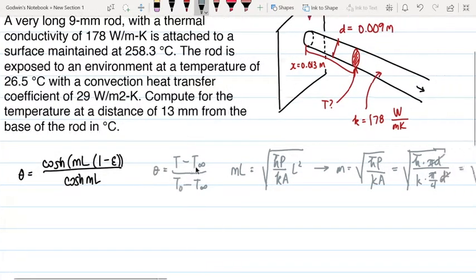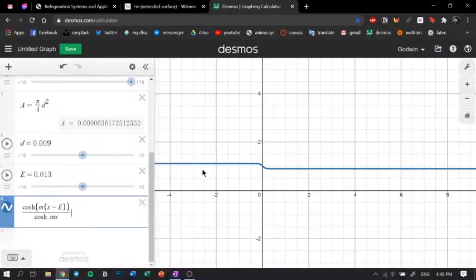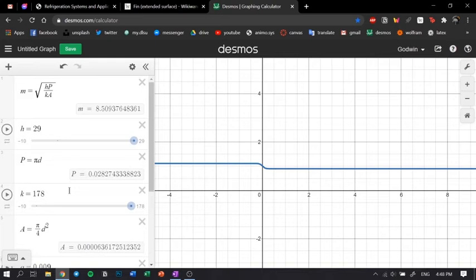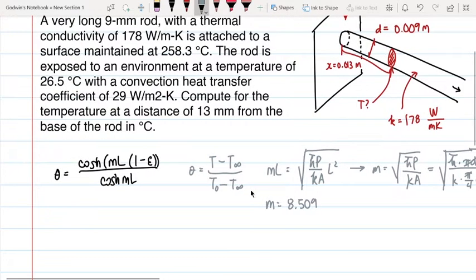So we can already compute for the m, which I think is, oh, spoilers. That is, sabi ni Desmos, it's 8.509. Okay, let's just write that down. M equals 8.509.